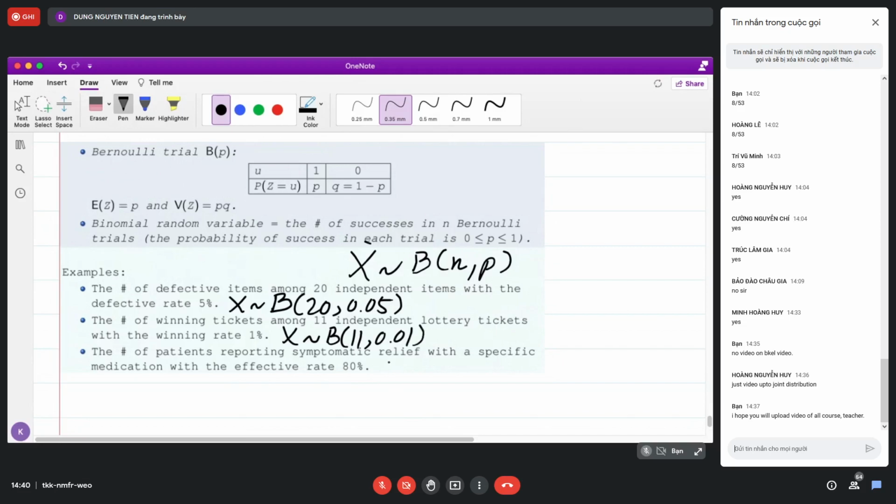In the third example, x is the number of patients reporting symptomatic relief, and x follows a binomial distribution with n, which we don't have here. So let's say there are some patients in the experiment, and the effective rate is 80%, so you get 0.8. Do you understand? Is that all clear?